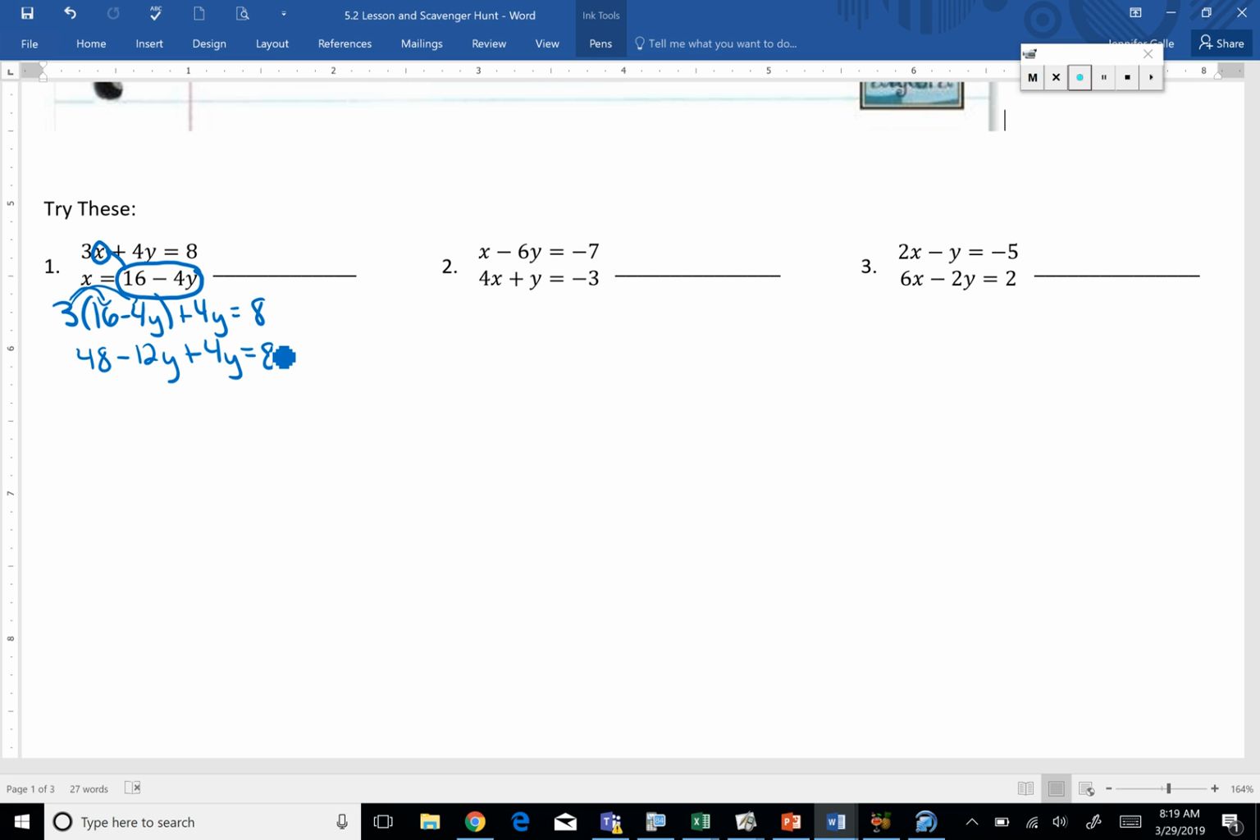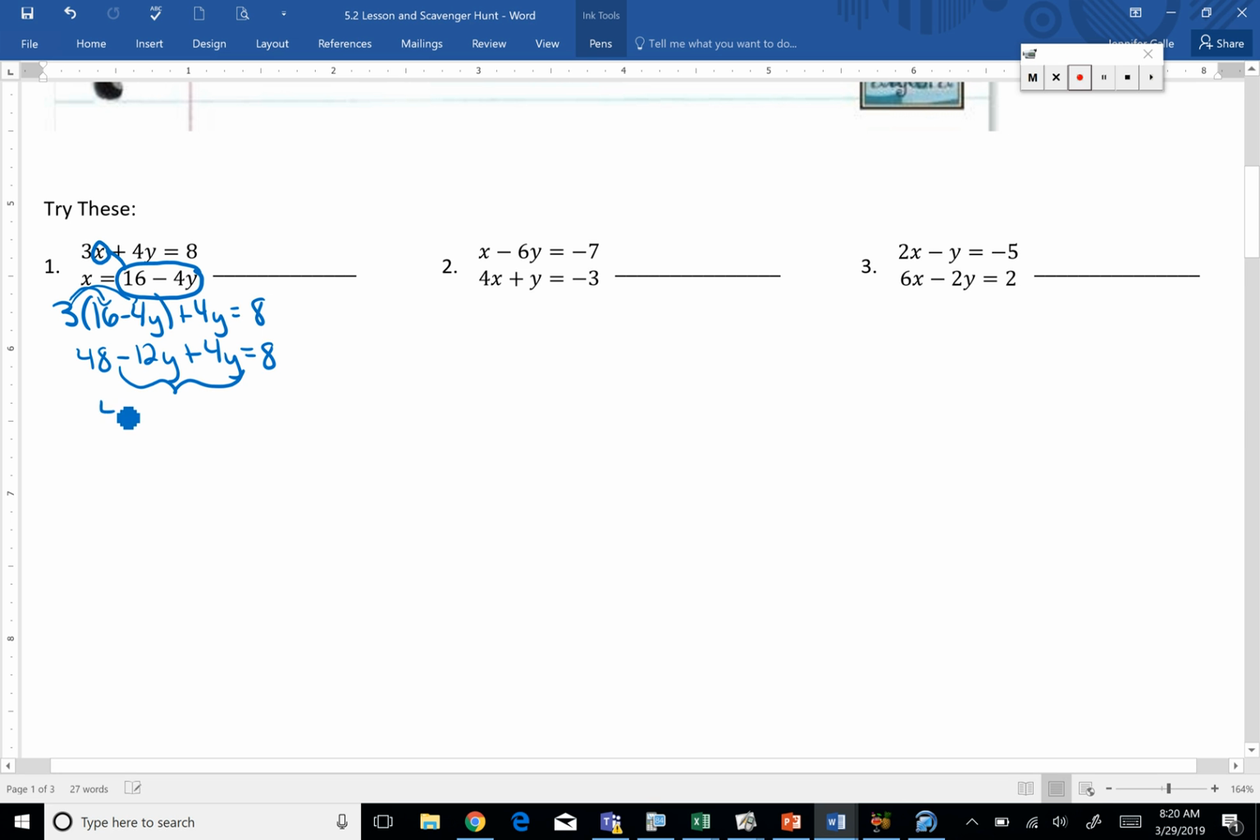So the biggest mistake I saw last week with this was when people went to combine their like terms. It's great, we're remembering what like terms are. We know we can only combine the things that have y's and the things that don't have y's. But if you want to keep those things on the same side, negative 12y and 4y, they're on the same side. I keep their signs the same too.